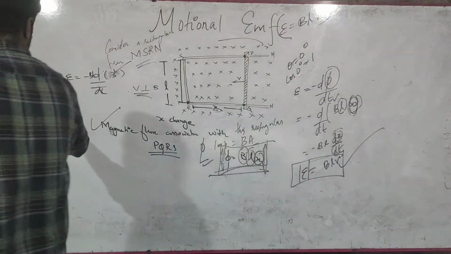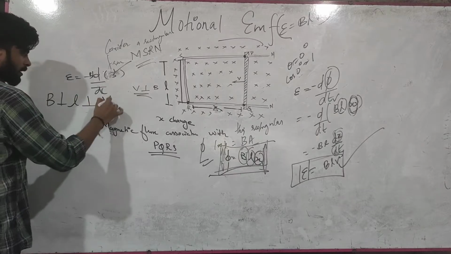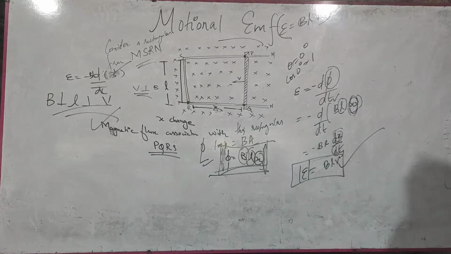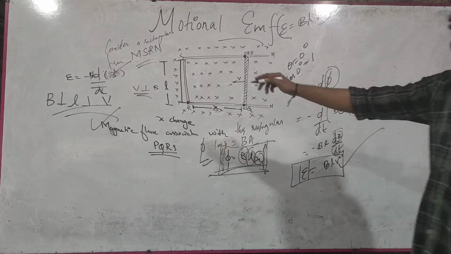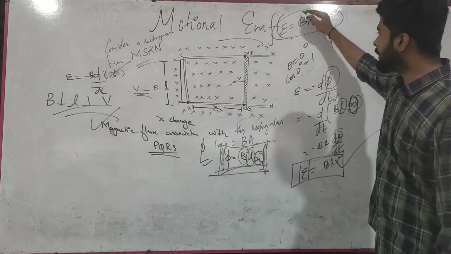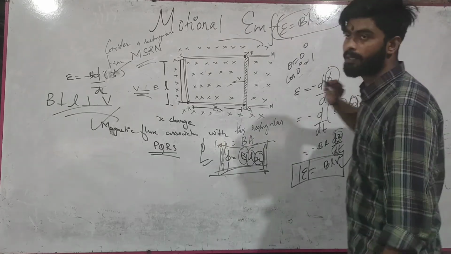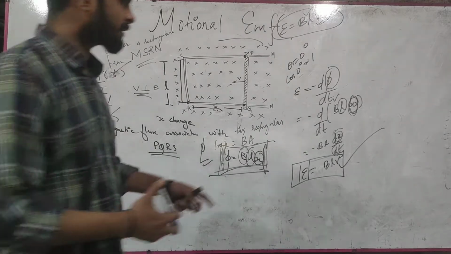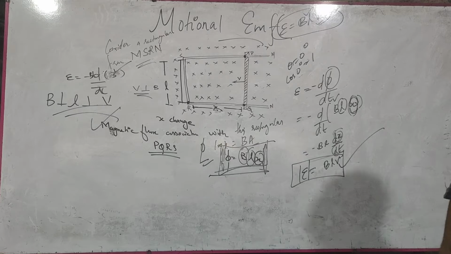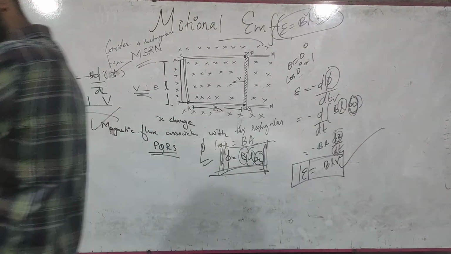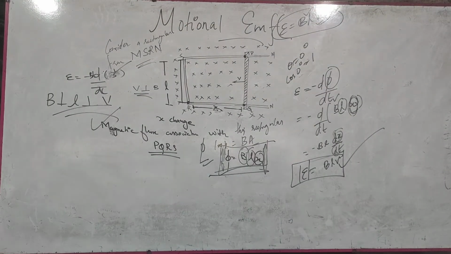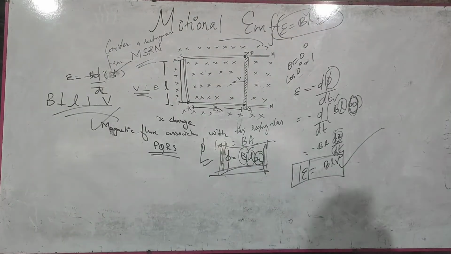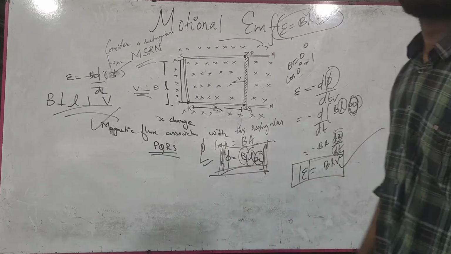E is equal to BLV, where B is perpendicular to L, perpendicular to V. So this is the equation for finding motional EMF. If you have magnetic field, length, and velocity, then you can find the motional EMF of that conductor. So the expression for motional EMF is E is equal to BLV. This is what is called motional EMF. When a conductor comes into motion, there will be an EMF induced, and this EMF is called motional EMF. Clear? Note it down.